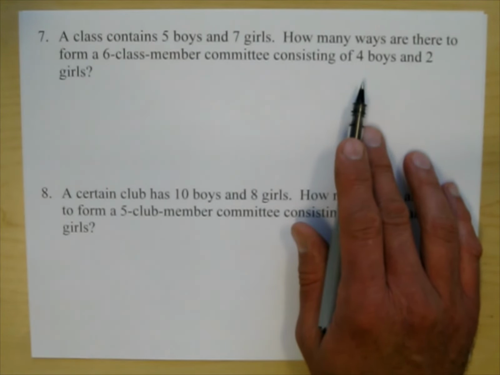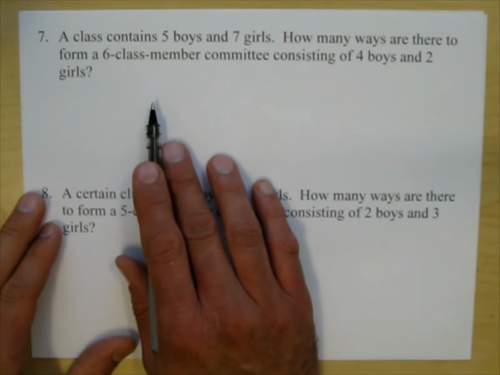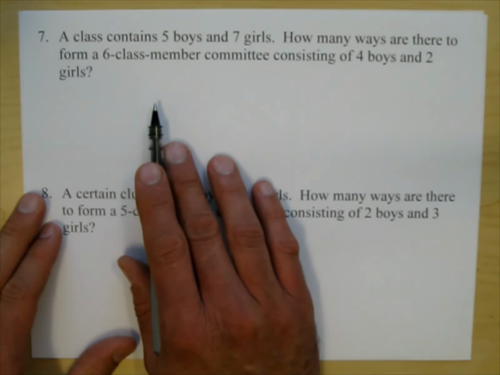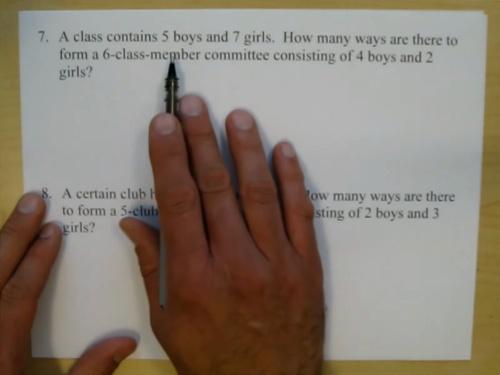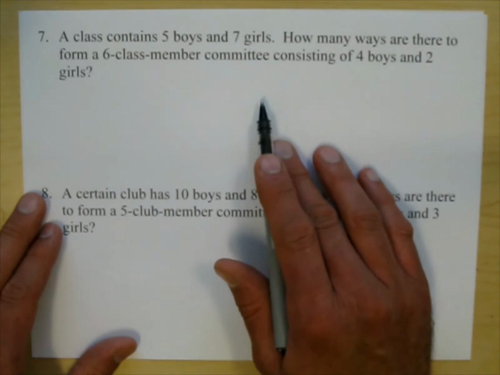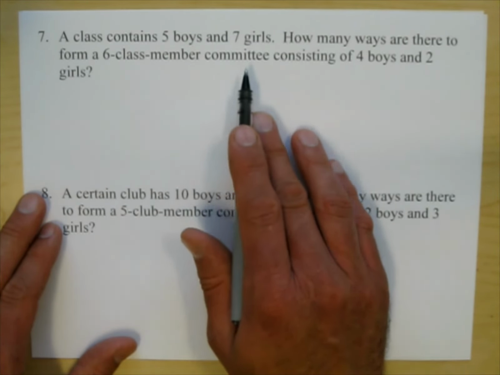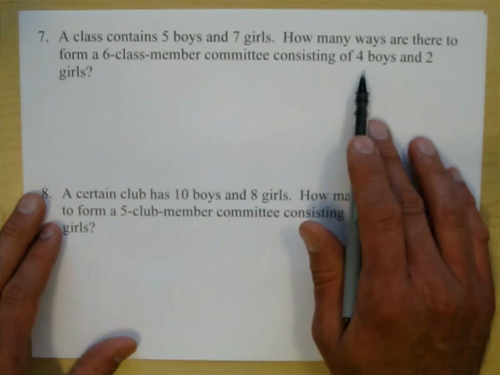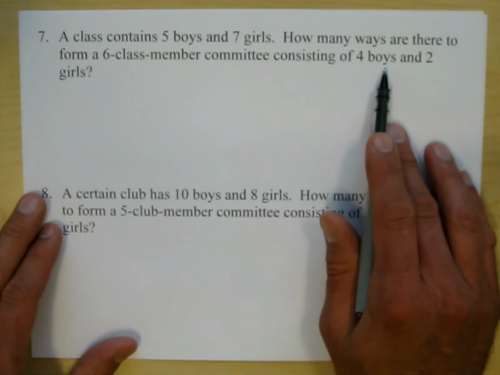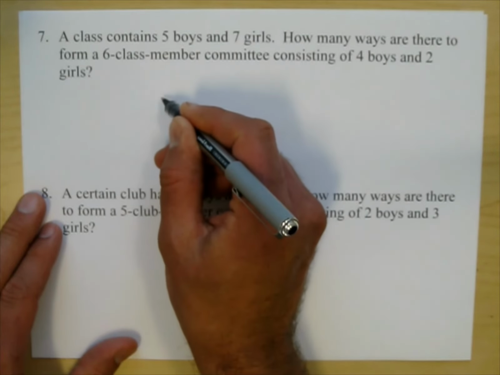So what we want to do is go back to 6.1 and try to do skills from there. And you're like thinking, what? How many tasks do we have to perform? You're getting a 6-class member committee, but you want to choose 4 boys from 5 boys. So you want to choose boys first.